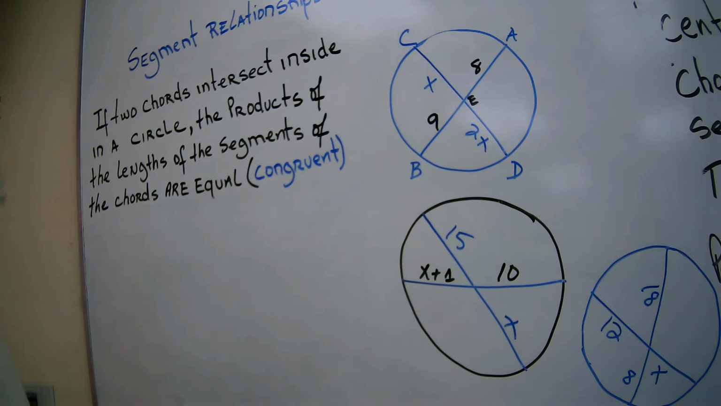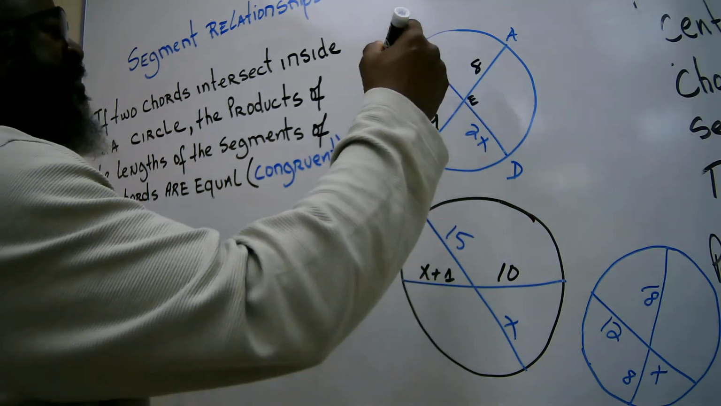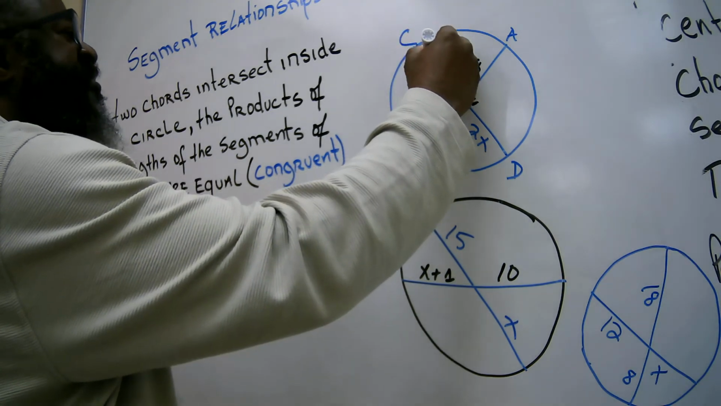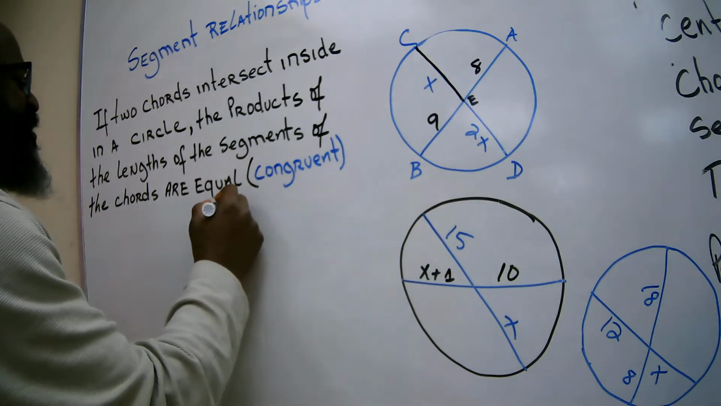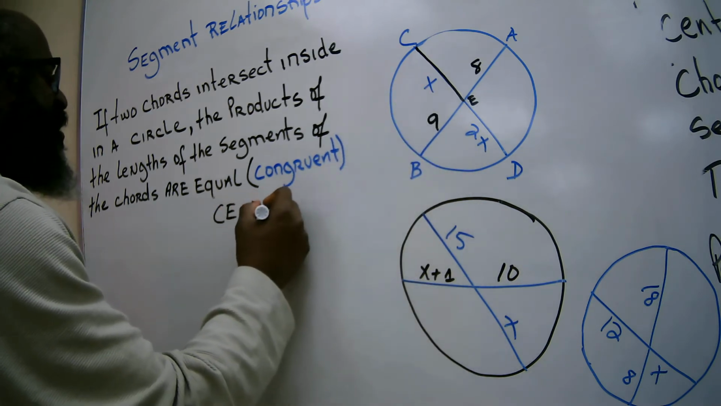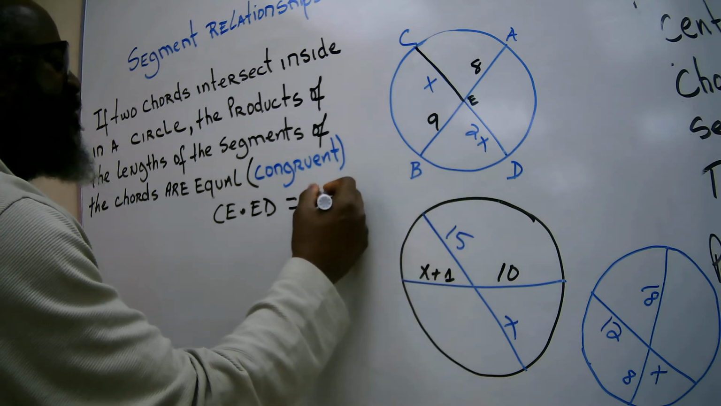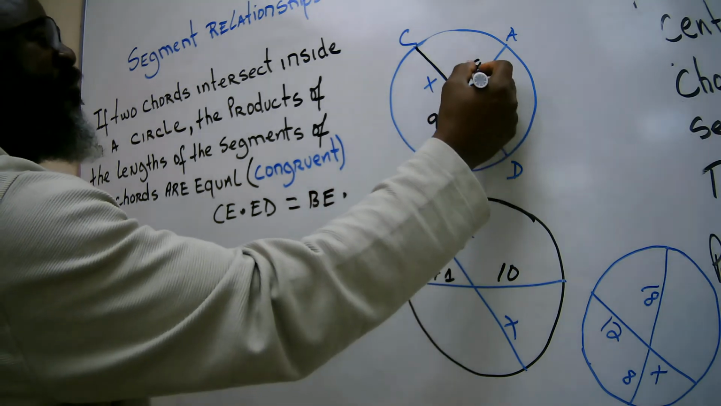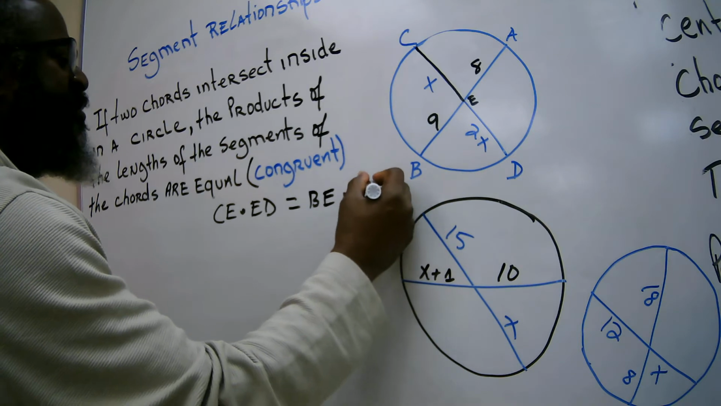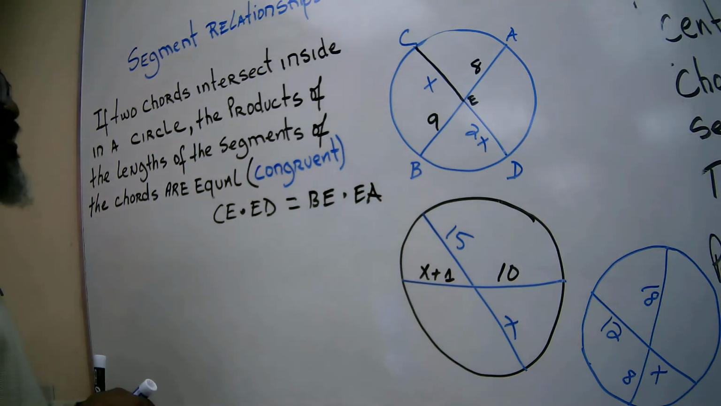Meaning that I have this situation here and I need to add an equation. In this case, I know that the product of CE, that means CE times ED, will always be equal to the product of BE times the product of EA. So that is your model equation. The only thing you have to do is replace that.